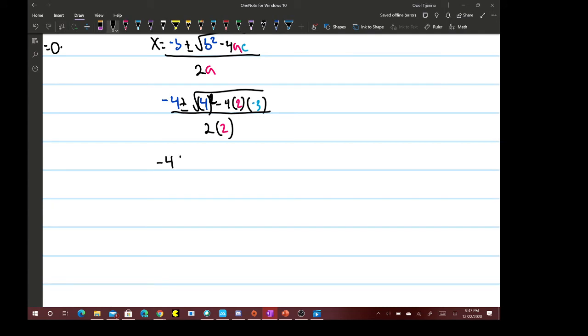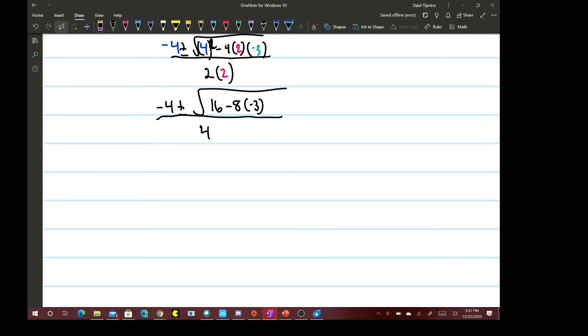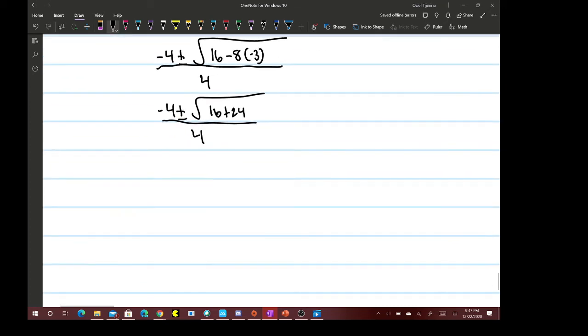So we have negative 4 plus or minus the square root of 16 minus 8 times negative 3, all over 4. Then we have negative 4 plus or minus square root of 16 plus 24, all over 4. And then we have negative 4 plus or minus the square root of 24 plus 16, that's 40, so it would be all over 4.